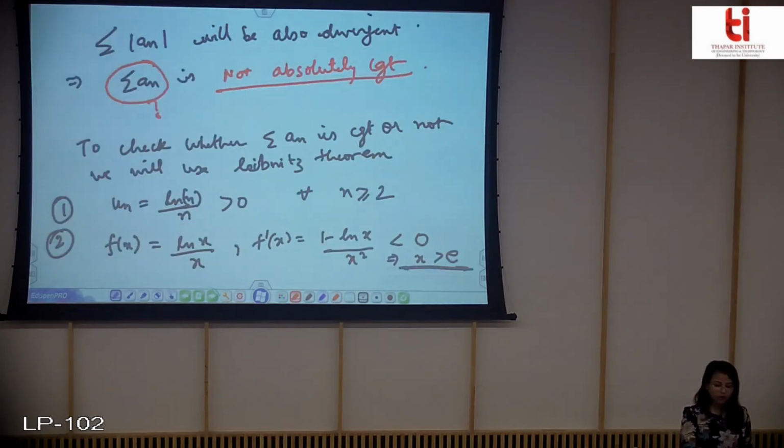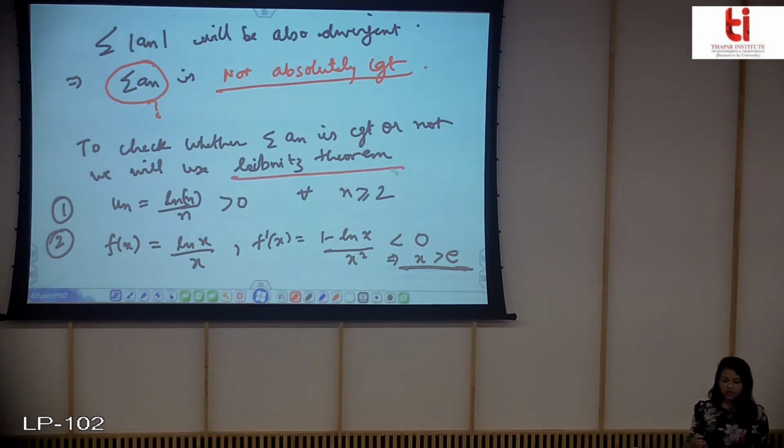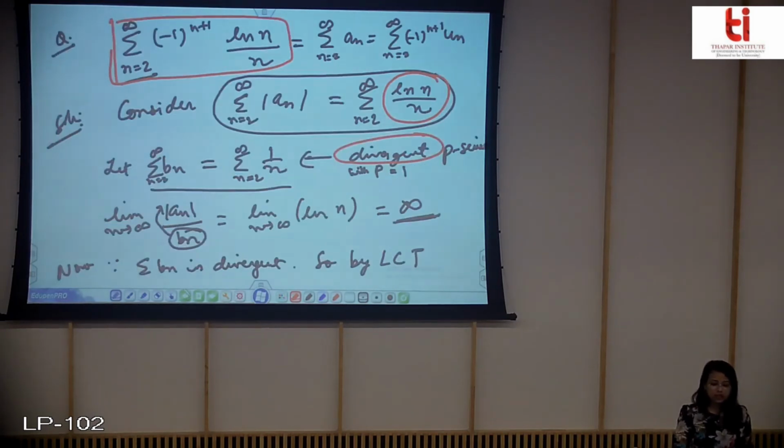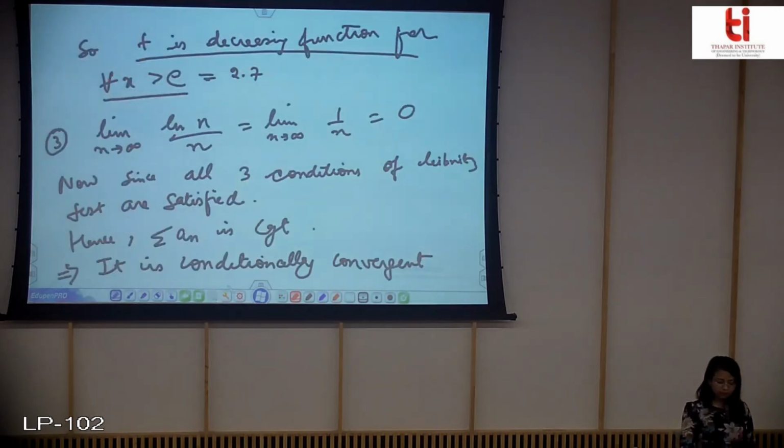Then we check the nature of the alternating series. For this we have the Leibniz test, which we discussed, and we see that all three conditions are satisfied. So this alternating series will be convergent. So the series is conditionally convergent and it is not absolutely convergent.